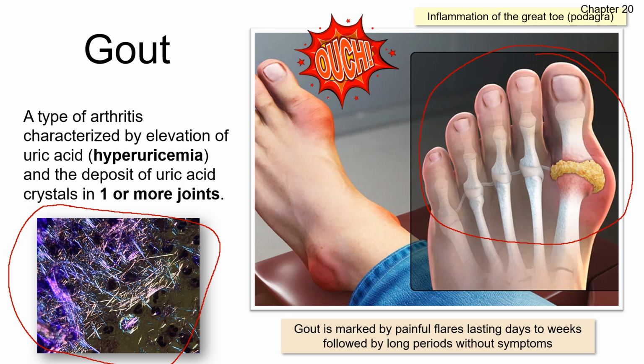Very, very painful. So gout usually comes with flare-ups, and then asymptomatic periods. And the flare-ups can last from days to weeks. And then in between flare-ups, it can be a long time, months, even years without a flare-up.